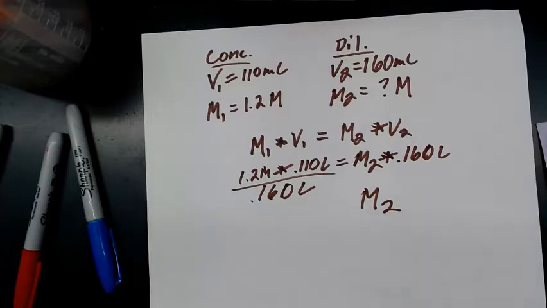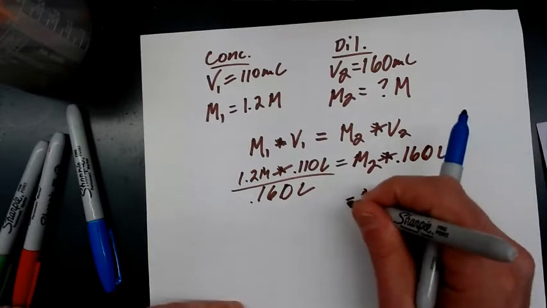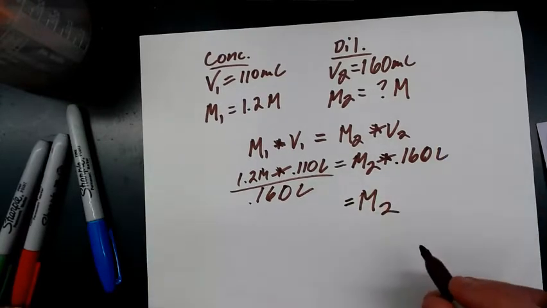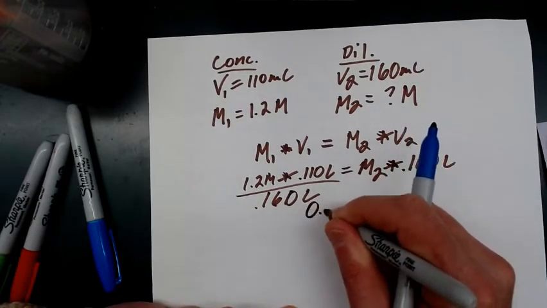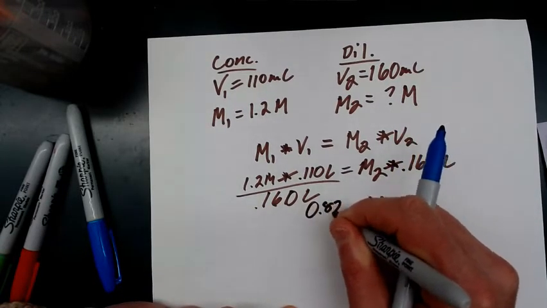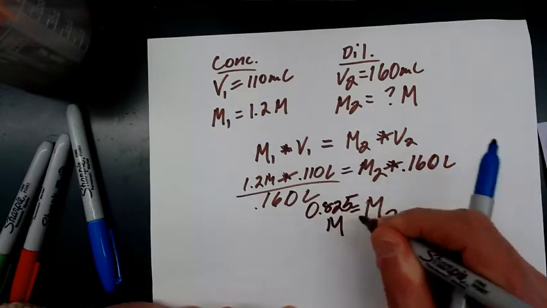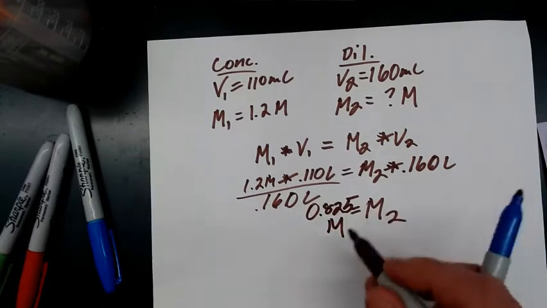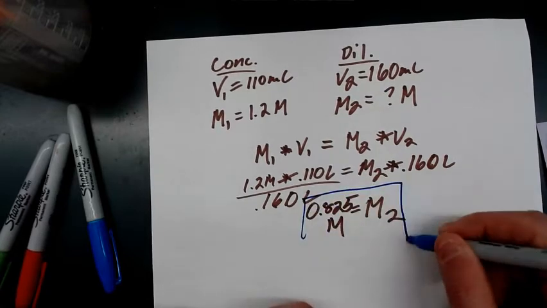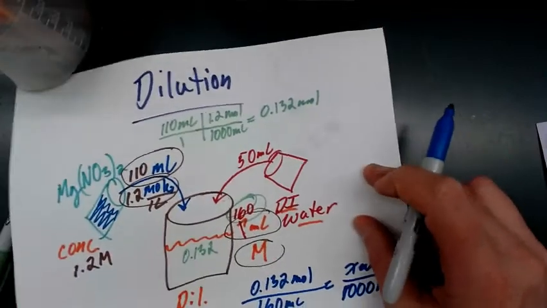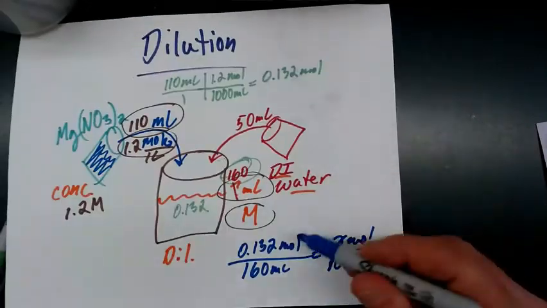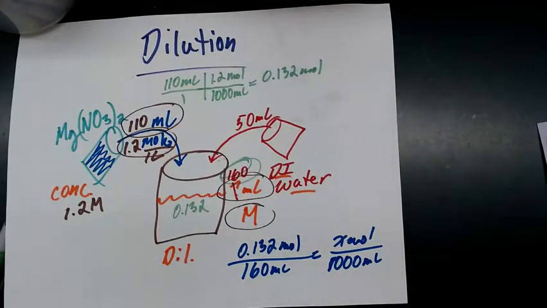And what I find, not surprisingly, is that since we diluted the 1.2 big M, it's got to be less than that number. And not surprisingly, it's 0.825 big M. So that's what our M2 ends up being. And if we would have done the math on this one, it would have given us that same thing, 0.825.